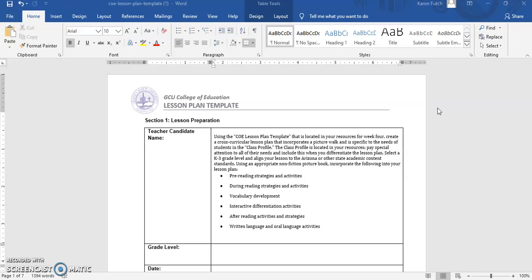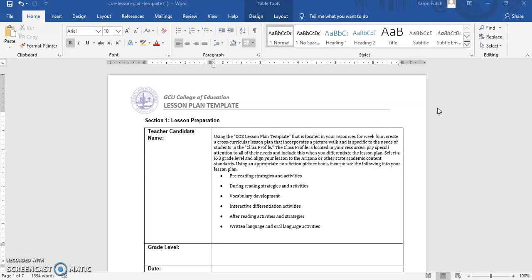The instructions ask that you use the College of Education lesson plan template, which I have pulled up here. It's located under the Student Success Center, so if you don't have a copy of it, you should be able to find it there. This is to be a cross curricular lesson plan that incorporates a picture walk, and it says it's specific to the needs of the students in the class profile. Now, a cross curricular lesson plan is one that is across several subject areas.